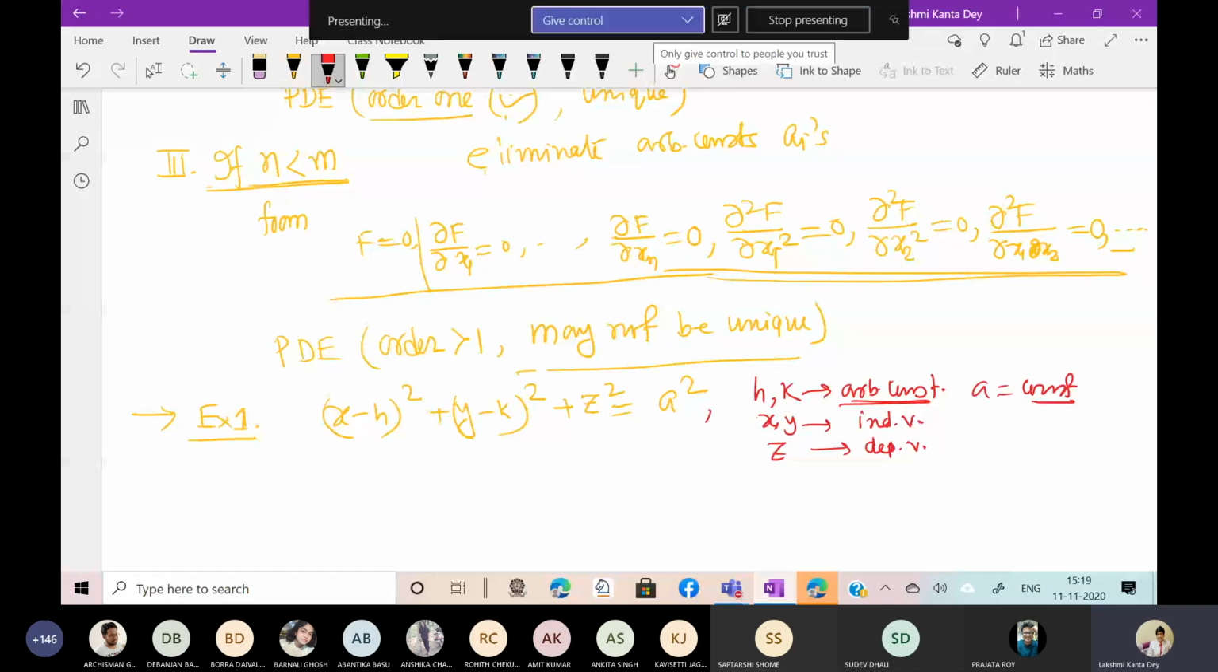So in this case, what should be the partial differential equation, and its order? Okay, first let me tell why whatever differential equation we get is a partial, not an ordinary differential equation.